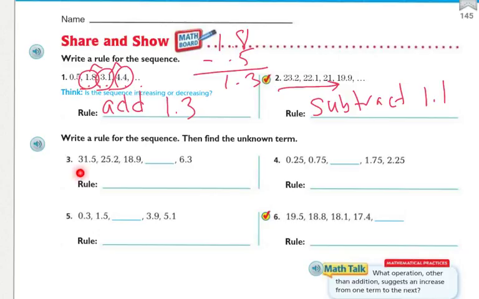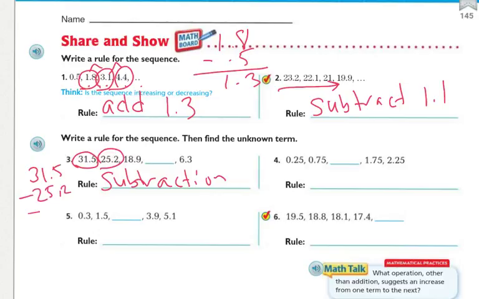We have 31.5, 25.4, 18.9. So am I increasing or decreasing? And the answer is I'm decreasing. And when you're decreasing, that means you are subtracting, right? So let's see how much I'm decreasing by. Let's do the first two. I have 31.5 minus 25.2. 5 from 2 is 3. Bring down my decimal. I can't take the 1, so I have to make this be an 11 and that one be a 2. So my answer is 6.3.